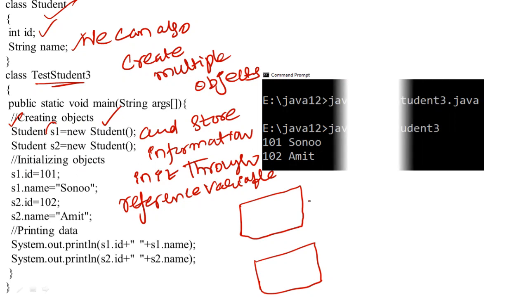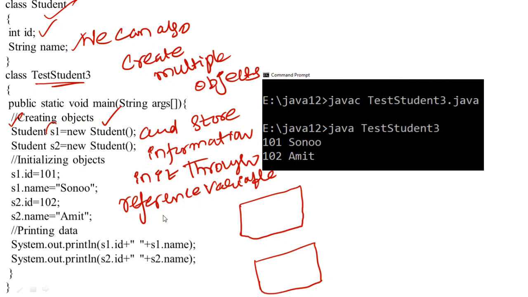Let me show the output screen. Now, Student s1 = new Student. For this I will get id and of course I will get name. I can refer to this object with the help of s1. This s1 is known as the reference variable. Here also I will get id, here also I will get name. This is another object. I can refer to that object with the help of s2.